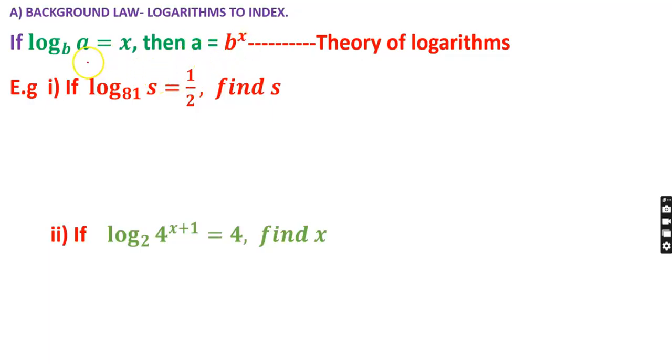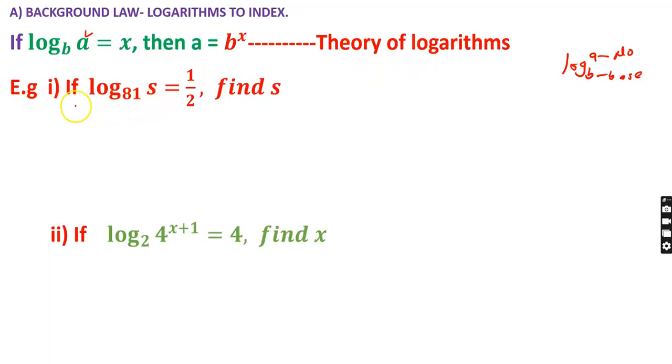Now I need to quickly say that this a here is called the number. Anytime I have log a base b, the a is called the number while the b is called the base. So if the logarithm of number a base b equals x, then a, the number, equals the base to the power of that x. This is what is called theory of logarithm.